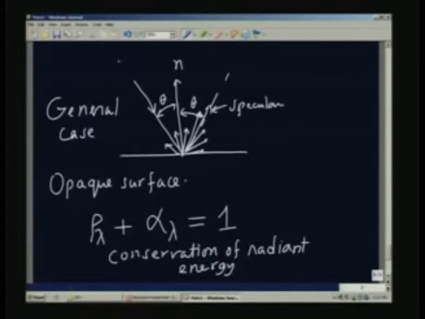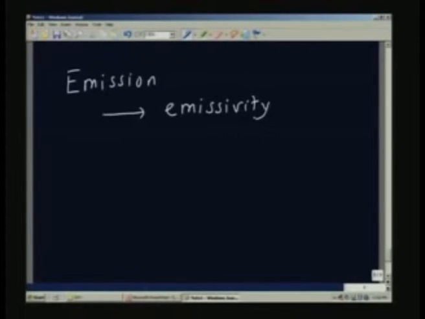So, at a surface either reflection or absorption can take place, and there is a third one which I would like to look at now. This is the third property, which is because of the temperature of the surface itself: you will have emission. Any surface at a temperature above 0 Kelvin will radiate, and emission is characterized by a property called emissivity. So, what I am going to do is look at how to define this quantity called emissivity.